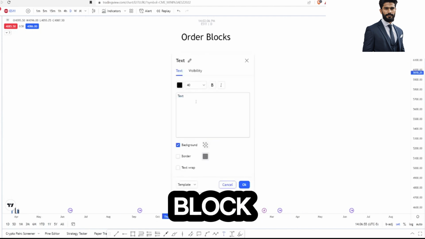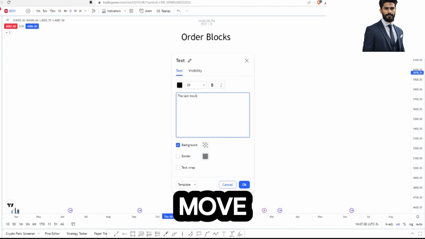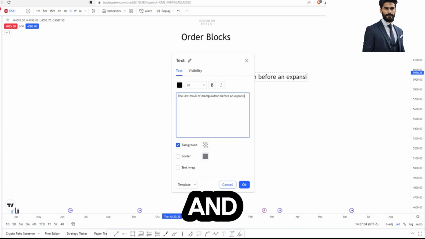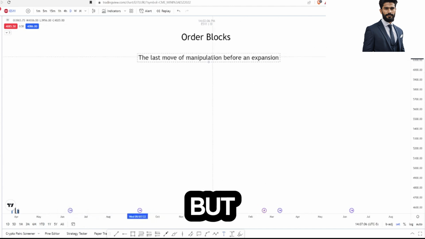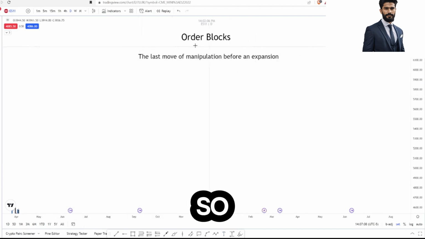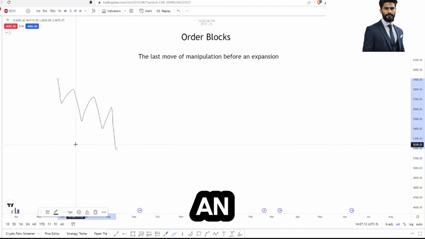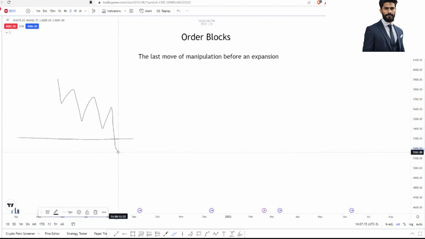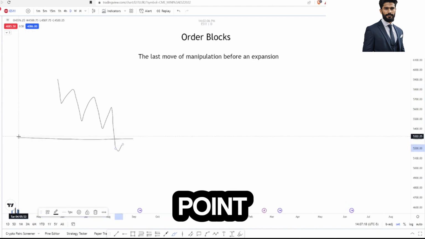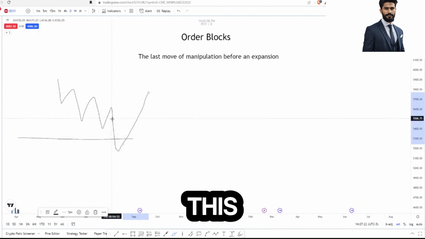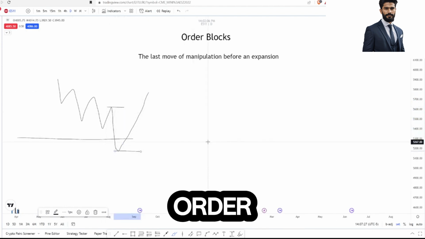what is an order block? The order block is the last move of manipulation before an expansion. This is a very crude way to explain it, but I want you to just think of the order block like that. Whenever price is coming down, and we come into maybe an old area, maybe an area of liquidity, just a reference point, an area of interest, if you will, we come out and engulf. So usually the entire down move is going to be considered an order block.